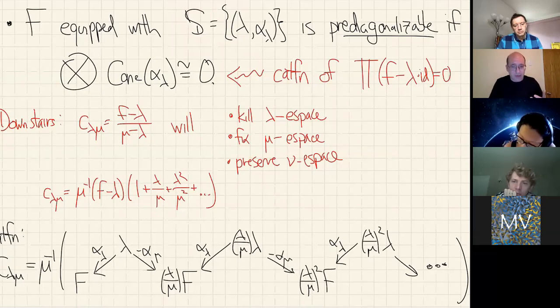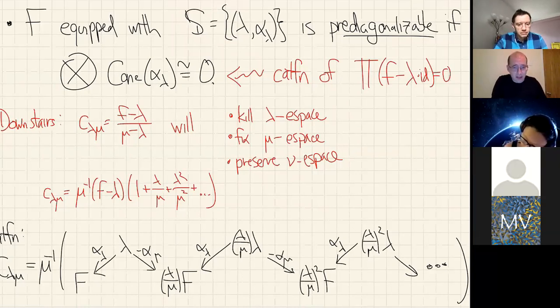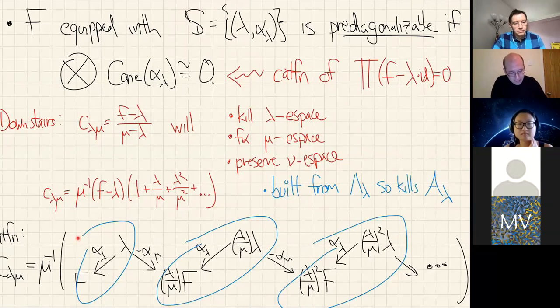You should visualize this as just a recipe for constructing a giant complex out of little pieces. Each individual piece here is a complex, perhaps. And each of these is a chain map. And you can glue these together into one giant total complex. Now, this complex is built up out of copies of the cone of alpha lambda. So it should kill things that this cone kills. So consequently, this thing should kill the lambda eigenspace.